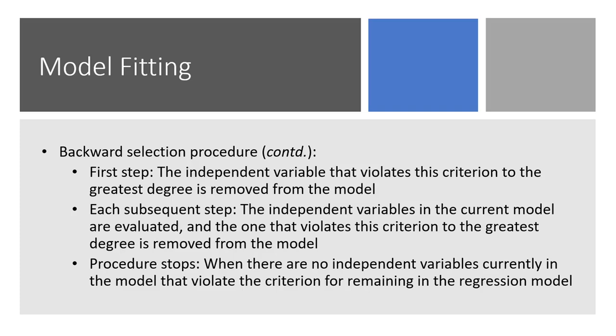So that first step, we look at the independent variable that violates this criteria and we take it out. And every time we take one out, we reevaluate the model. And we continue doing this until none of our independent variables currently in the model continue to violate the criteria for remaining in our regression model.